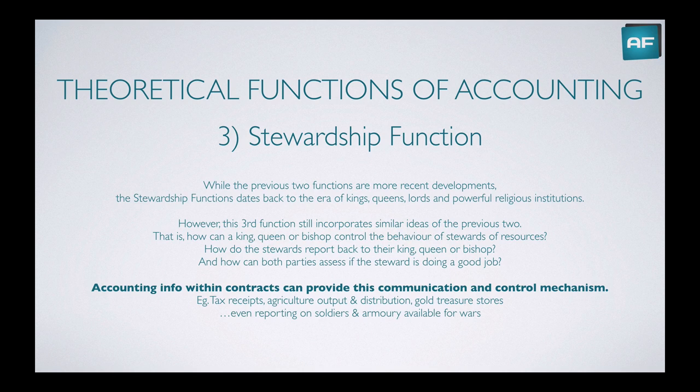We're trying to control the behavior of Lord Jamie, who's looking after the land, and we want him to take care of the land. We don't want him to trash the land. We don't want him to let it overgrow. And we also want him to report back how the land is going to the king and the queen, or the bishop in case of a religious organization. So how can both parties assess if the steward is doing a good job? How can the king or the queen or the bishop ask, are you doing a good job? And the steward goes, yes, I am doing a good job, here's some information. So they use this accounting information.